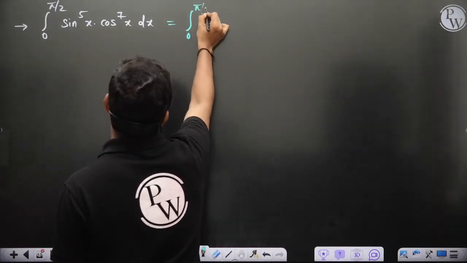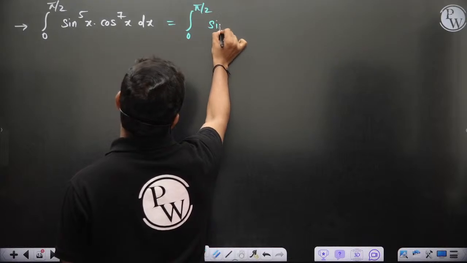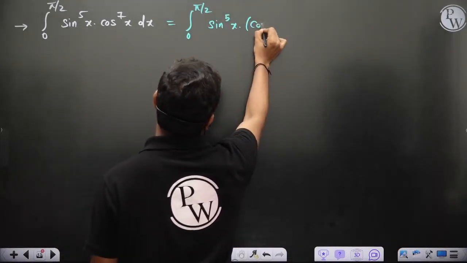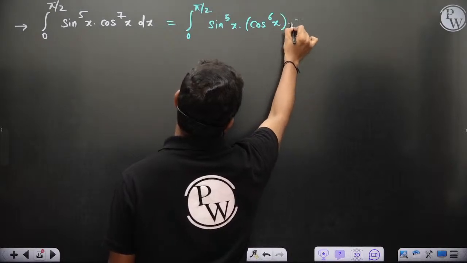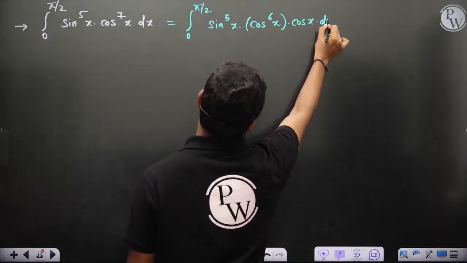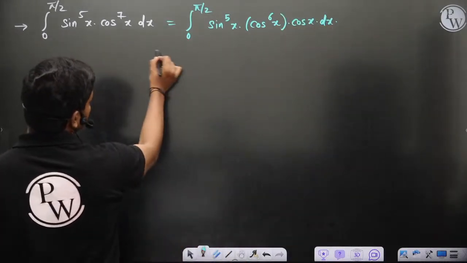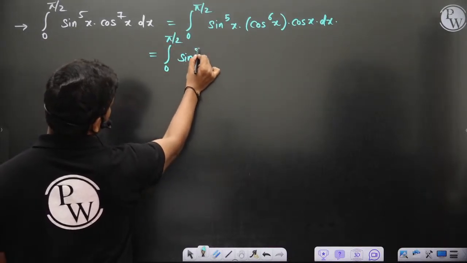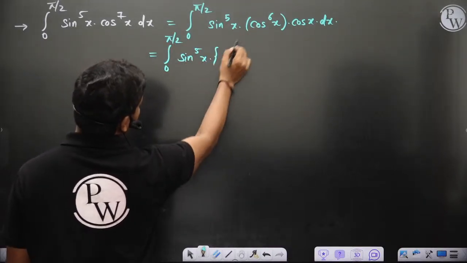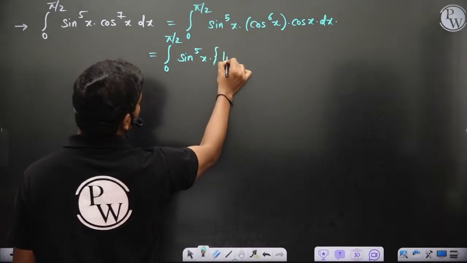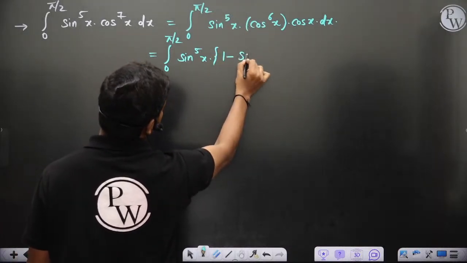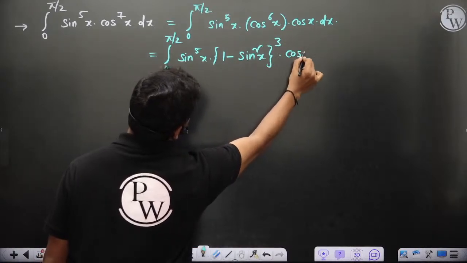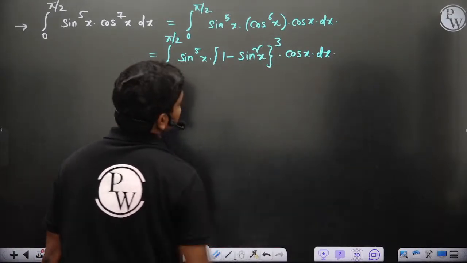Integral 0 to pi by 2 of sin^5 x into cos^7 x can be written as cos^6 x into cos x dx. This is integral 0 to pi by 2 sin^5 x. Now cos^6 x can be written as (cos^2 x)^3, that can be written as (1 minus sin^2 x)^3 into cos x dx. This is the actual way of doing this question.